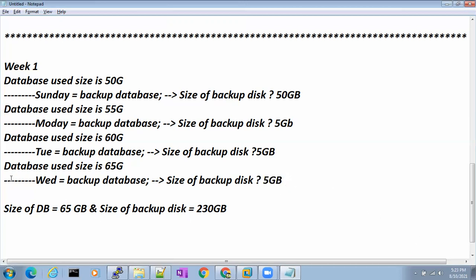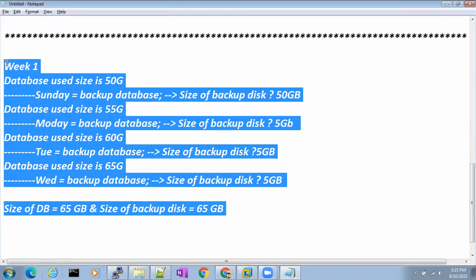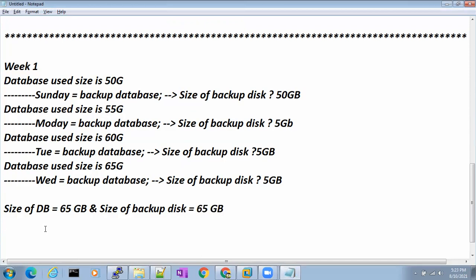Now at the end of Wednesday, the database size is 65 GB. What is the size of backup disk? Balraj, how much? 65 GB. Is this the correct configuration? Yes, absolutely correct. Everyone, yes or no? Do you think that this is the correct type of configuration? Yes, sir, correct. Absolutely.